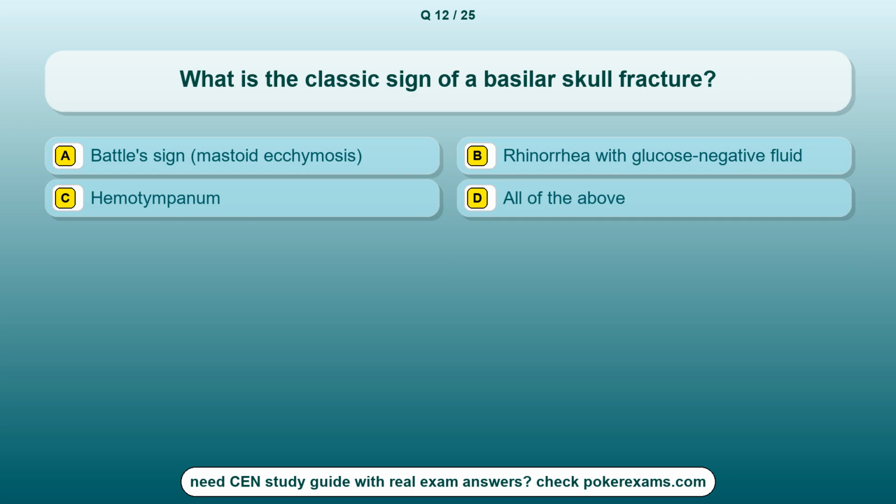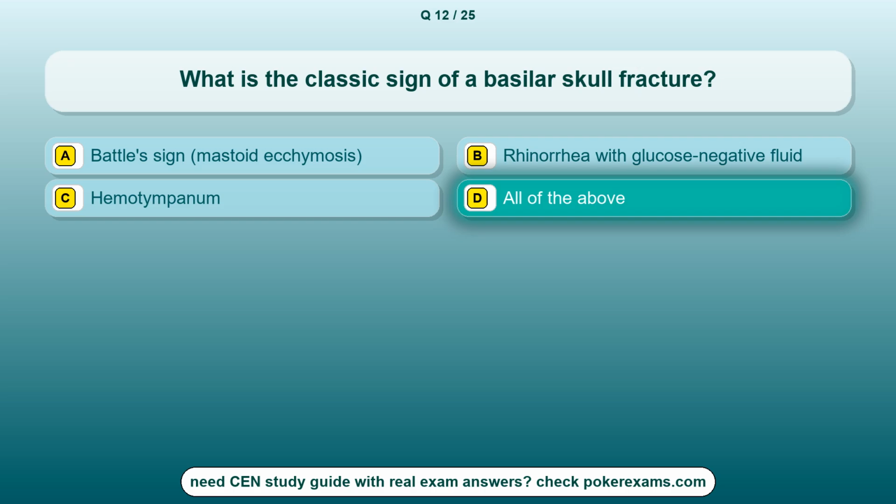Question 12. What is the classic sign of a basilar skull fracture? Option A, Battle's sign, mastoid ecchymosis. Option B, rhinorrhea with glucose-negative fluid. Option C, hemotympanum. Option D, all of the above.